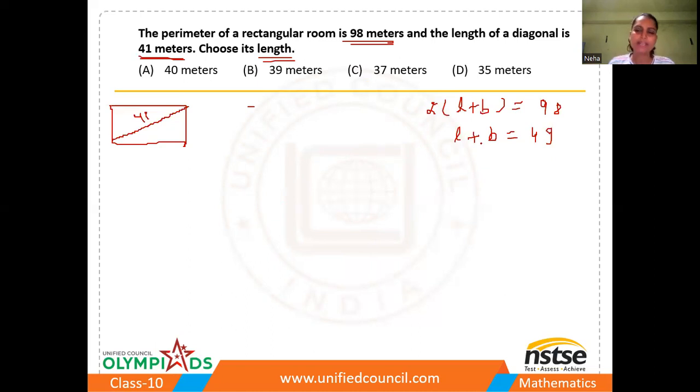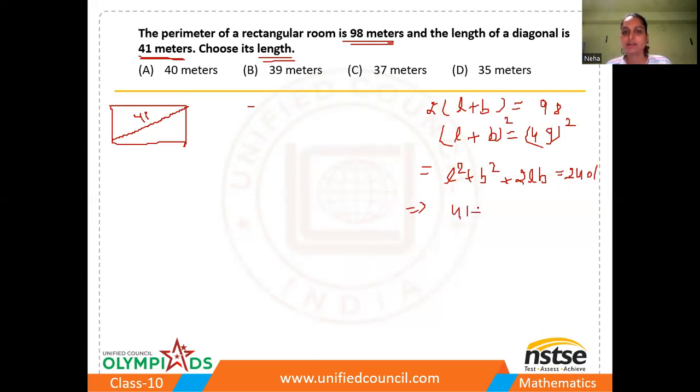Okay. So to find the length and breadth, I can do one thing. I can just square this. So it becomes L square plus B square plus twice LB, because this is (a plus b) whole square. I have to use the formula, and this is 2401. L square plus B square, with the help of Pythagoras theorem, is 41 square. So this is 41 square plus 2LB equals 2401.